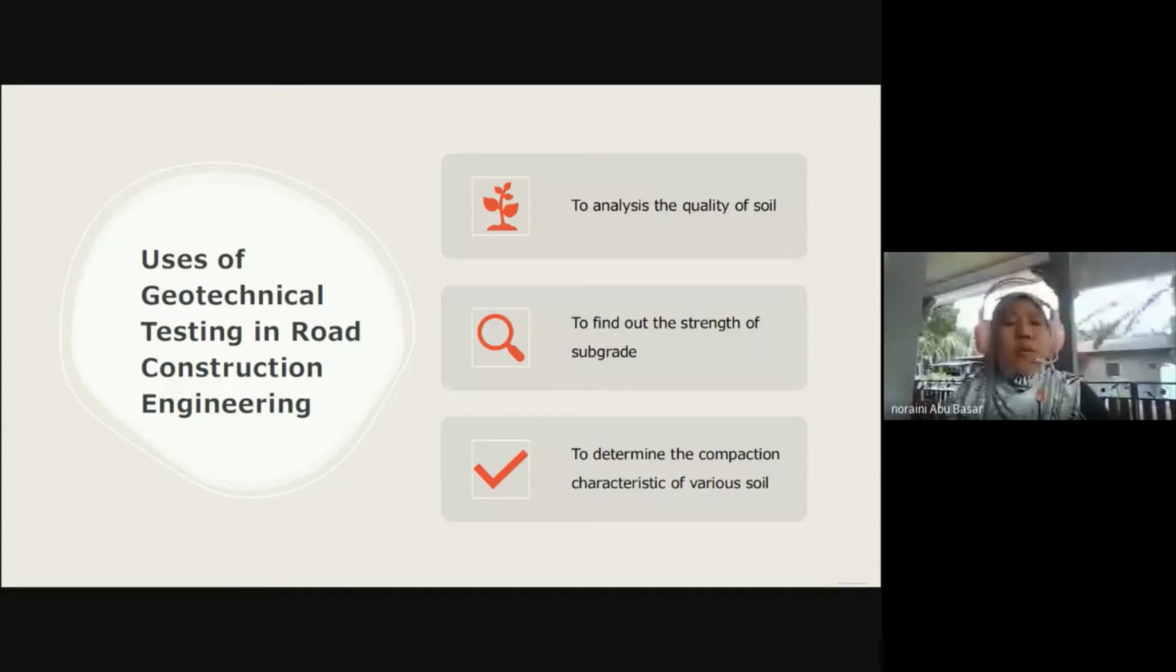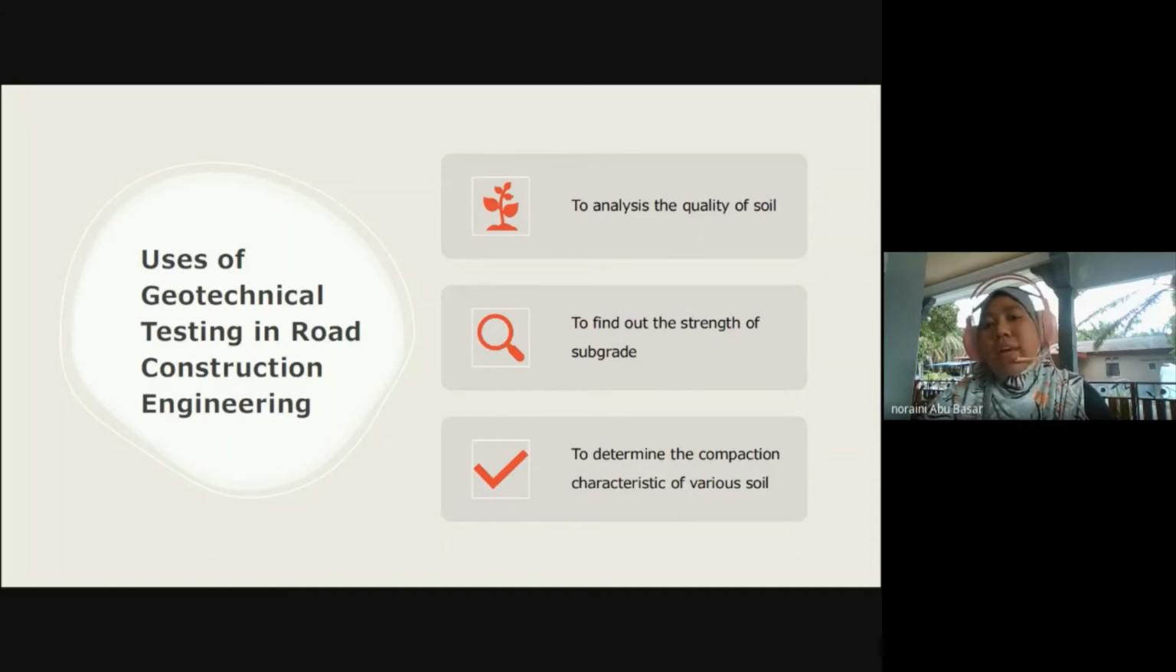I will explain the uses of geotechnical testing in road construction engineering. Basically, when we want to build a road, we have to analyze the soil and the place, whether it is suitable or not. Firstly, we have to analyze the quality of the soil: whether it is good, what its characteristics are, and what we have to do if the soil is not suitable. So how do we solve that problem? That is why we have to do geotechnical testing of that soil.